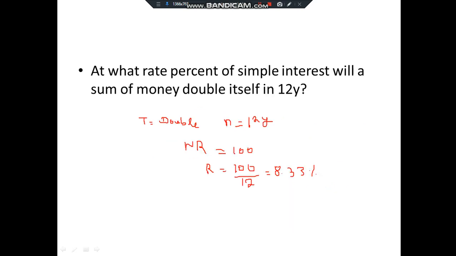We'll see one more question. At what rate percent of simple interest will a sum of money double itself in 12 years? Same question, only the years are different. So try it by yourself. NR will be equal to 100 because it is double. So you get the value as 8.33%.